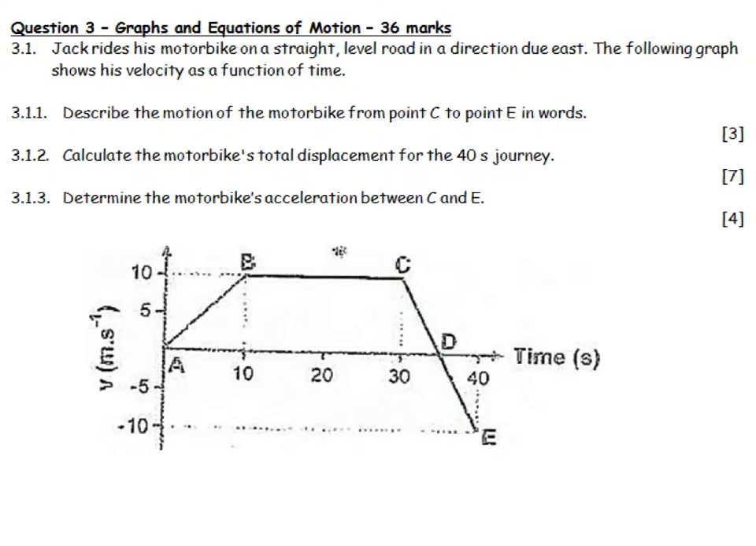So what we have here is the motorbike speeds up, goes at a constant speed, slows down at a constant rate, same acceleration. At D it stops and changes direction and then continues to speed up in the opposite direction. There are a whole lot of things that could have got you marks on that.